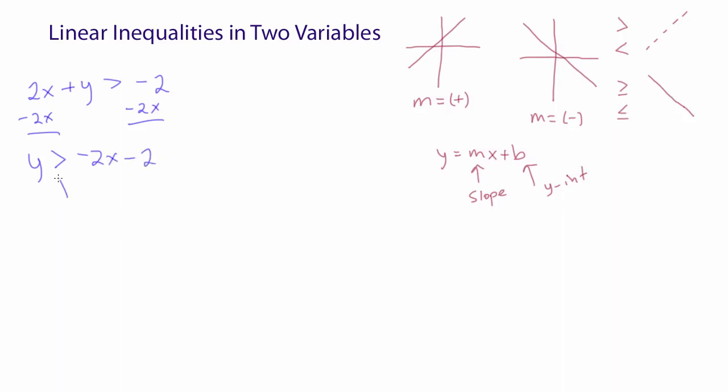What do we got here? We got an inequality that tells us that it's going to be a dashed line. We got a slope of negative 2, meaning that the slope is negative. We have to draw a picture that's going down. And the y-intercept is negative 2. Okay, so we have a couple of things that we need to do here.